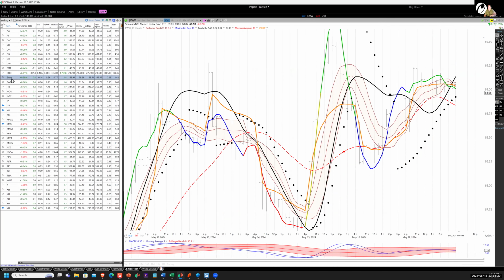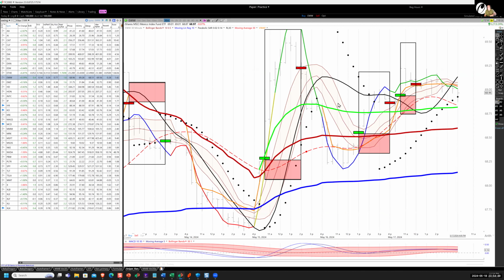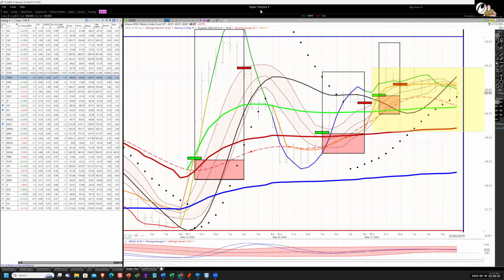Mexico. The close Thursday, open Friday, continuation of this upward trend. So I buy it here, standard risk, runs up, fades, 0.5. And then nothing the rest of the day.